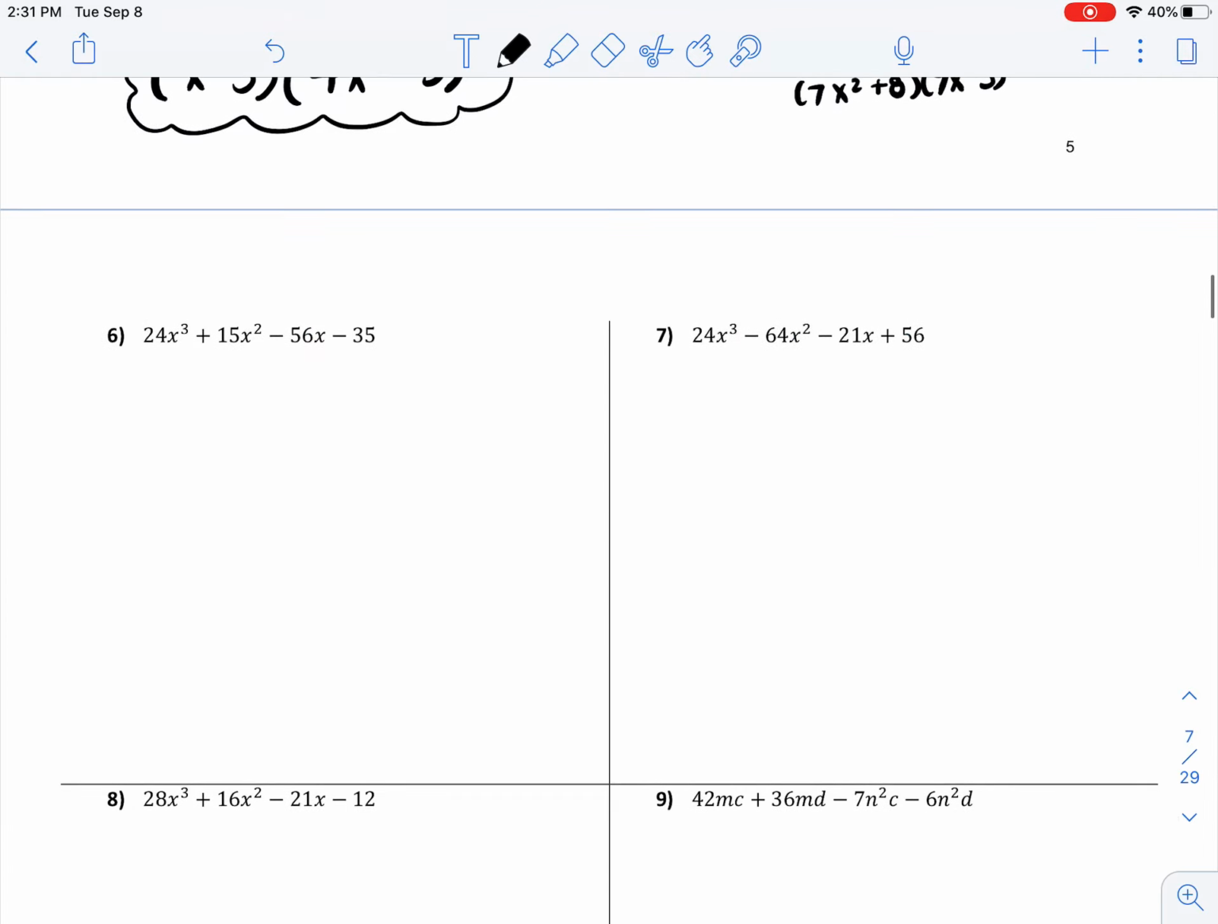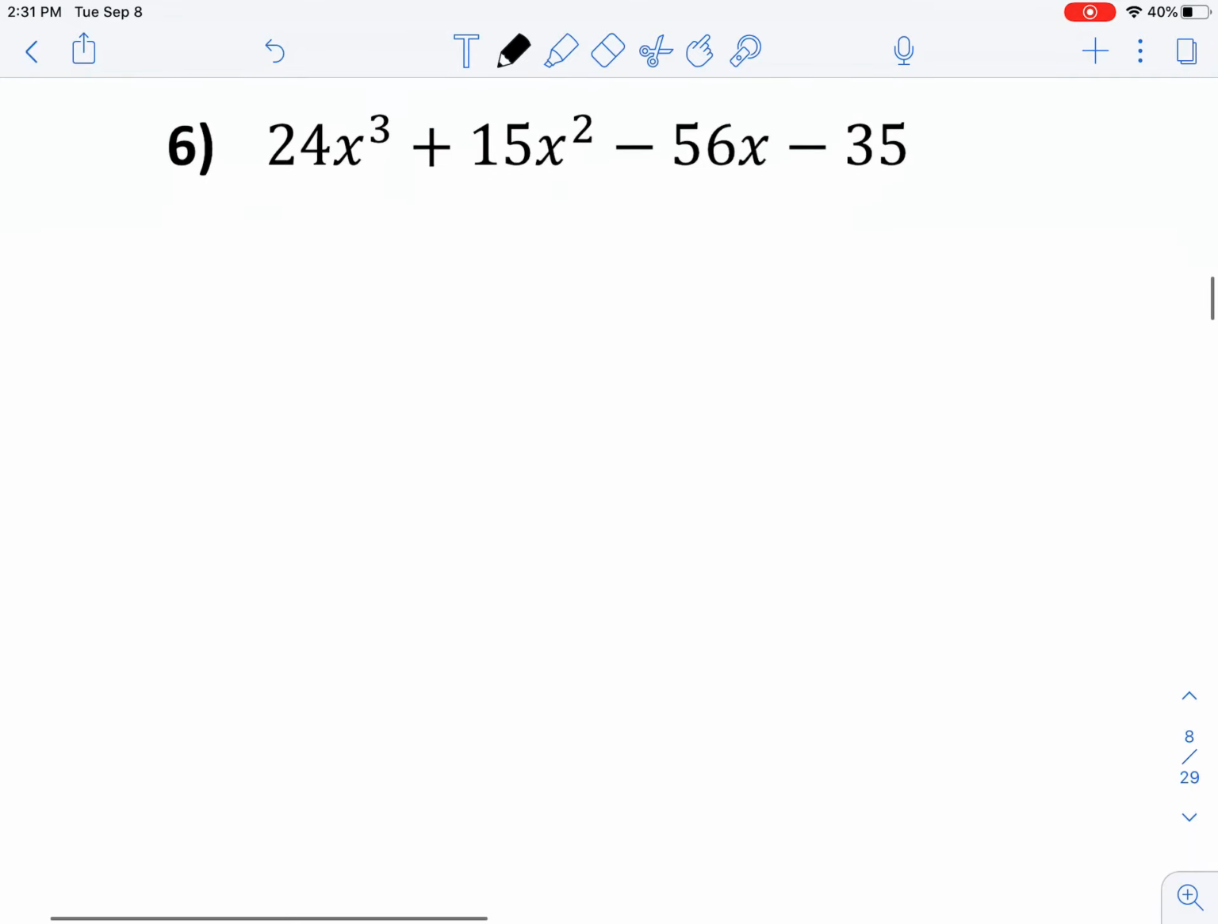Okay, we got 6 questions on the back. I'm just going to go through these. If I'm going too fast, you can always pause the video, rewind it, or you can slow the video down. But that is probably going to be annoying because then I'm going to be talking really, really slow.